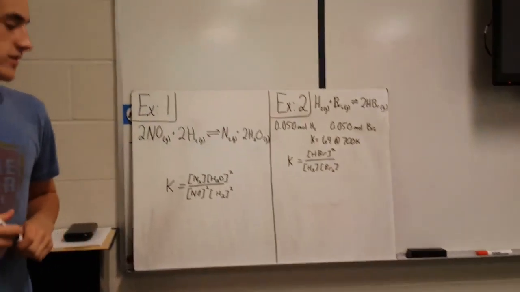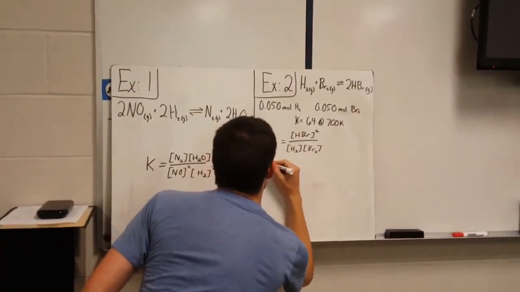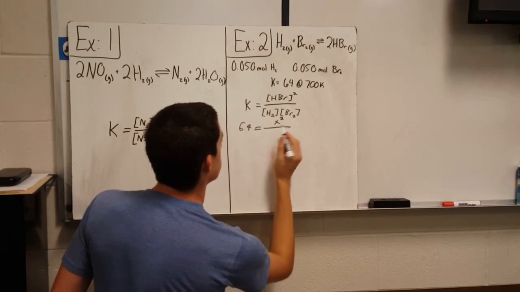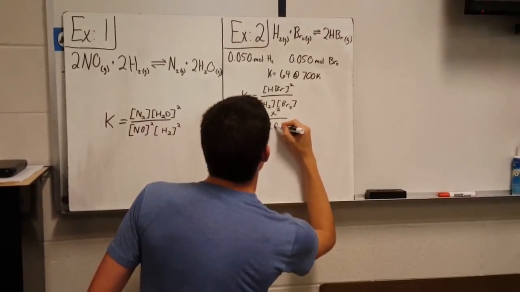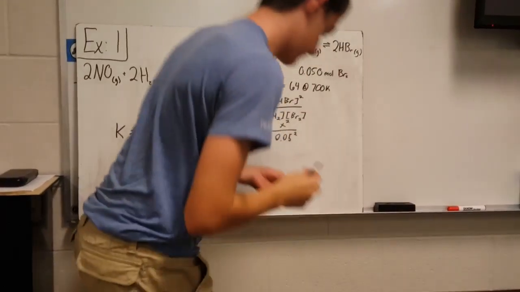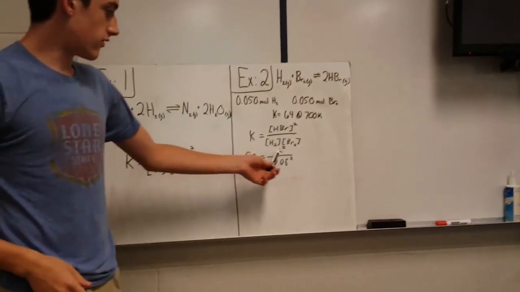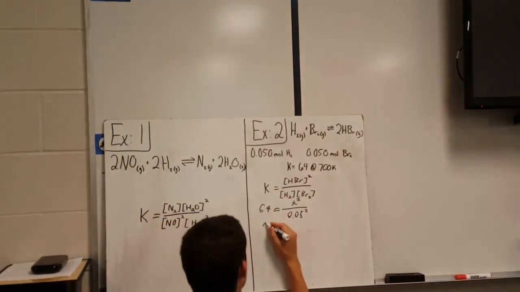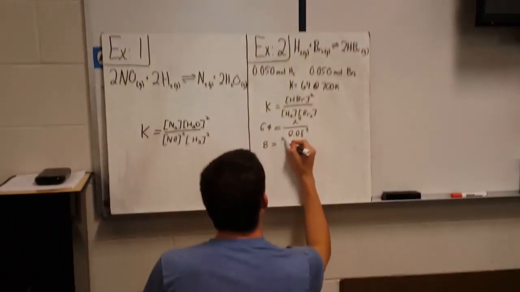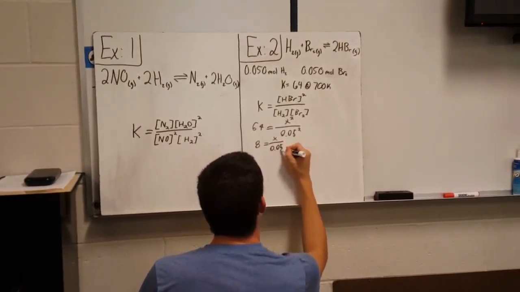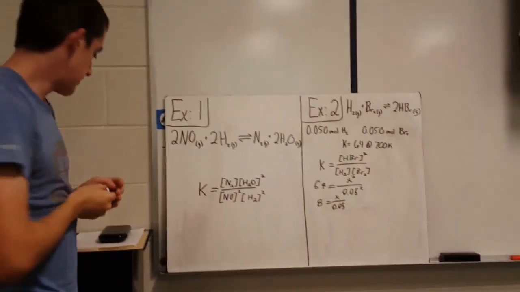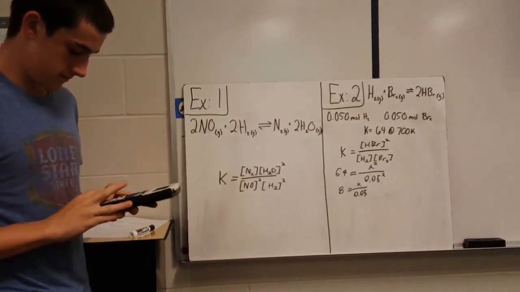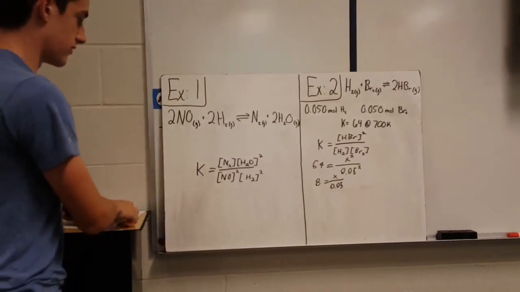Then we must fill in the values that we are given, which is 64 equals x squared over 0.05 squared. Next, since this whole side is squared, we can just take the square root of it to get 8 equals x over 0.05. Now all we have to do is multiply both sides by 0.05, and we get 0.4.